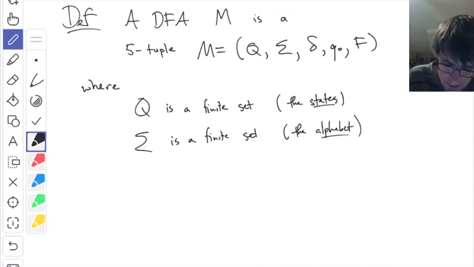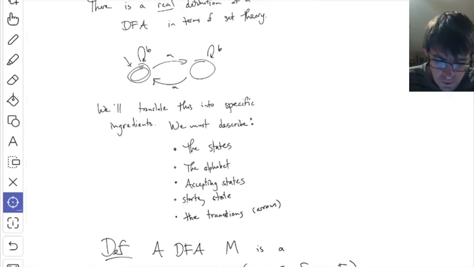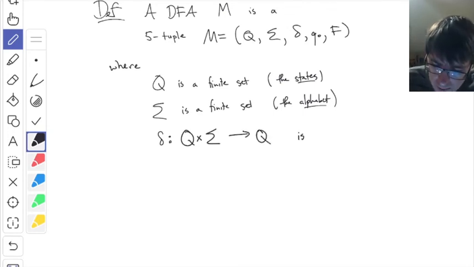All right, delta. Now, delta is the most complicated part of this definition, but it is a representation of the arrows. And how are we going to represent those arrows in set theory? We are going to represent them as a function, because a function is a natural way to take one state and send it into another state. And check this out. This is going to look a little crazy. This is called the transition function.